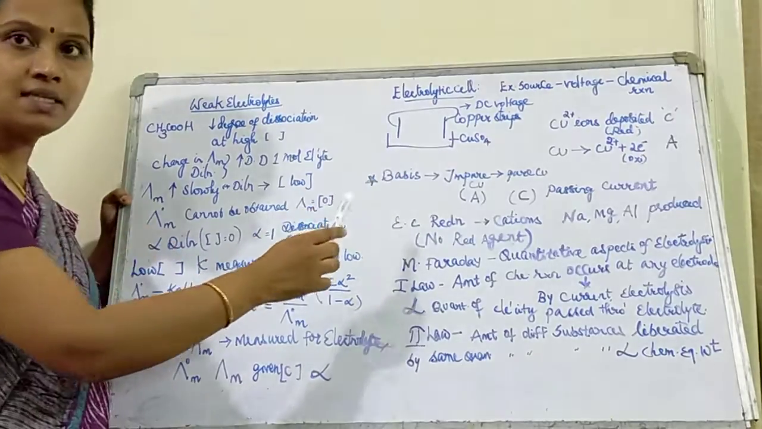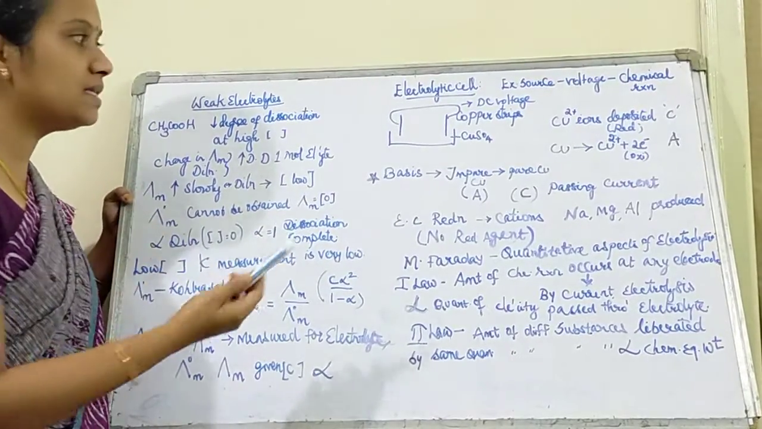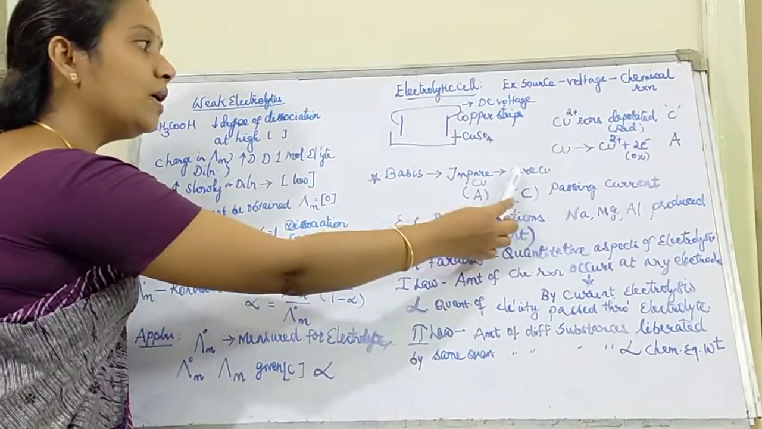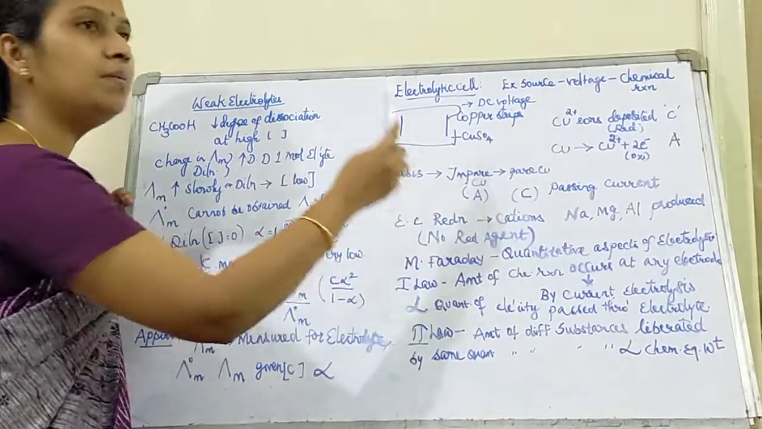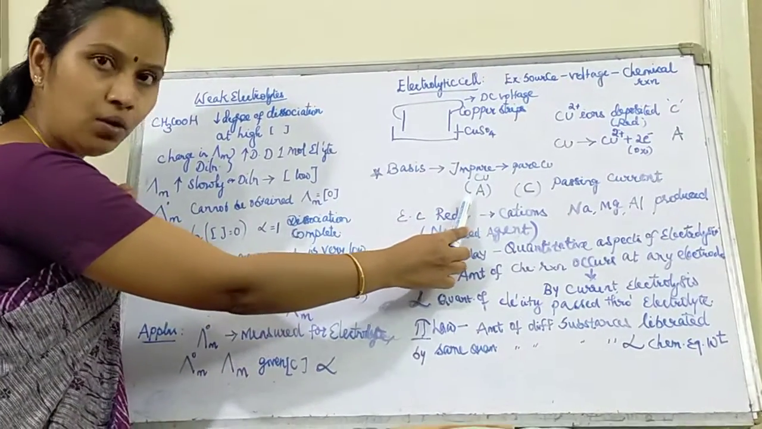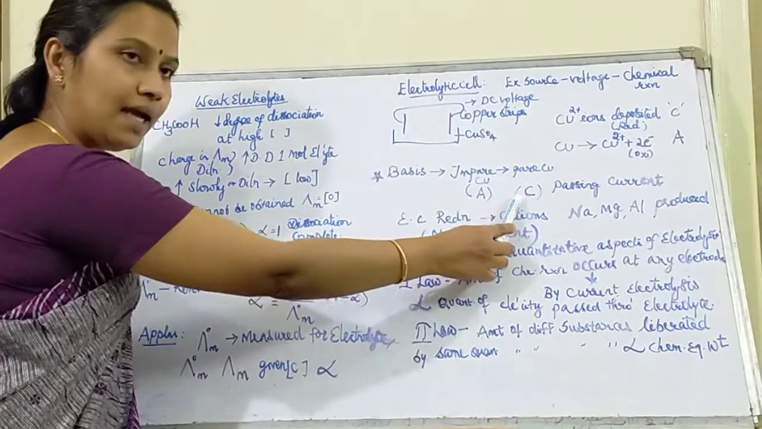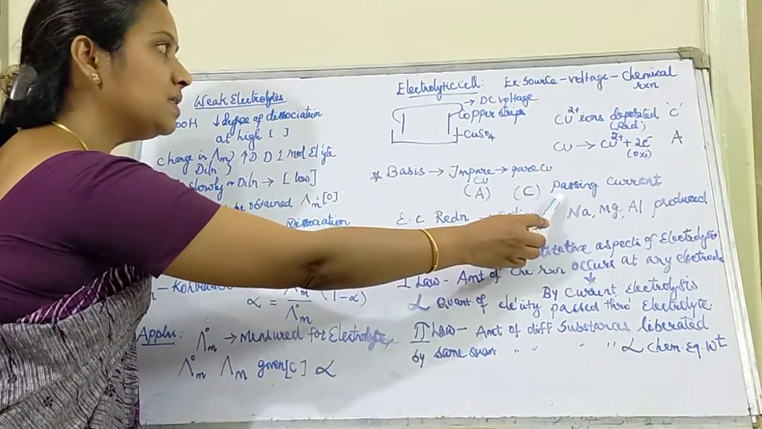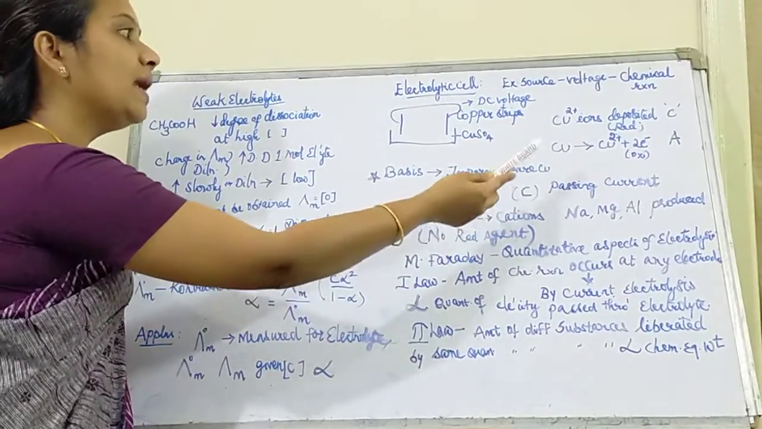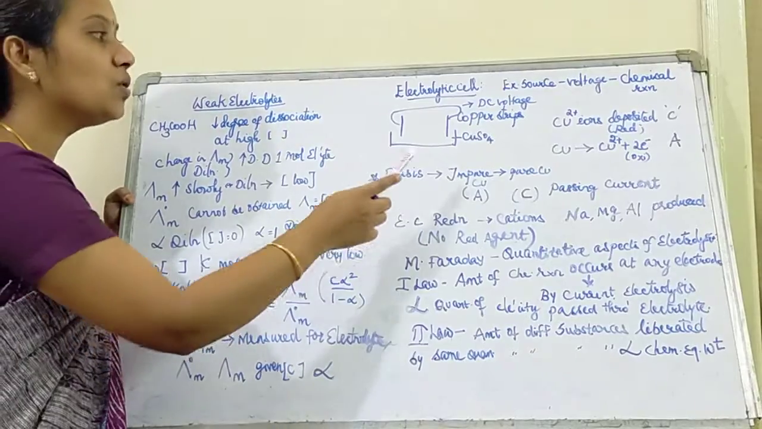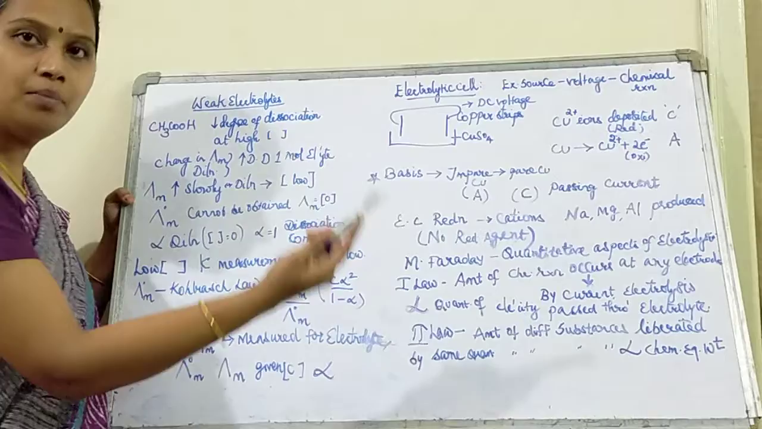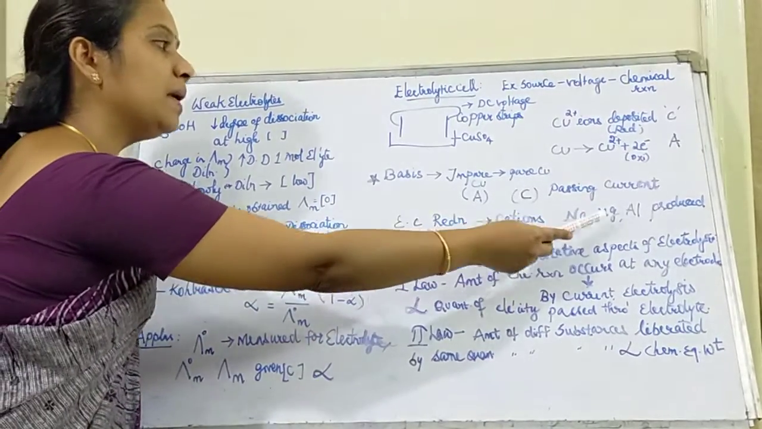Using this basis, we are going to purify metals. For example, I am going to obtain pure copper from impure copper. In this case, impure copper is placed at the anode and pure copper is placed at the cathode. If I pass current, what happens? Pure copper will be deposited at the cathode and copper will be oxidized at the anode. In the same way that I got purified copper, I will be getting purified sodium, magnesium, aluminium.